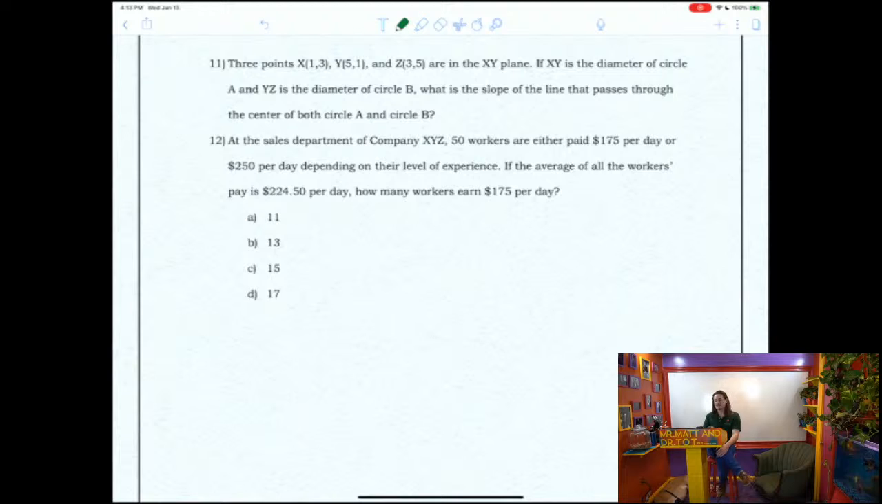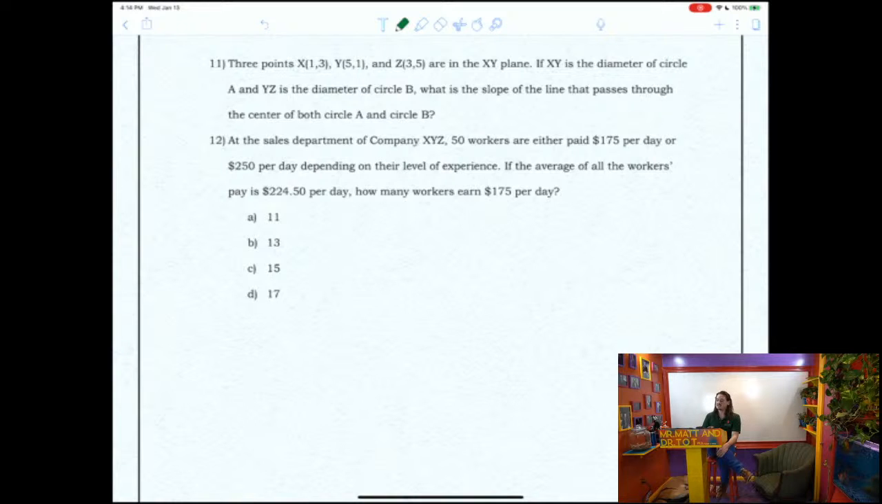Otherwise, let's look at the last two problems, and these problems will bring us up to the end of class today. So question number 11, 3 points: X, which is at (1, 3), Y, which is at (5, 1), and Z, which is at (3, 5), are in the xy plane. If line segment XY is the diameter of circle A and line segment YZ is the diameter of circle B, what is the slope of the line that passes through the center of both circle A and circle B?